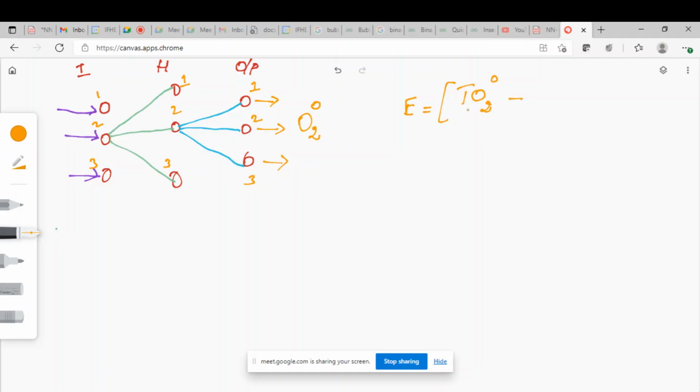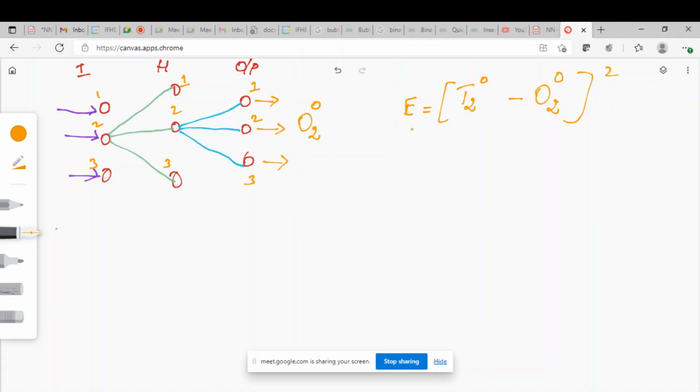But what is the observed output? Or let us say just T. T represents the target output. So let me say T2O, which means the target output of the second neuron in the output layer is the true output, but this is the observed output. What is the observed output? O2O, which is the observed output of the second neuron of the output layer. So how do we calculate the error? Error is nothing but the target output minus the observed output, the whole square. This is the error.